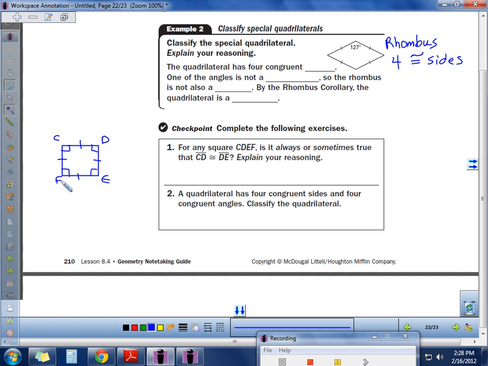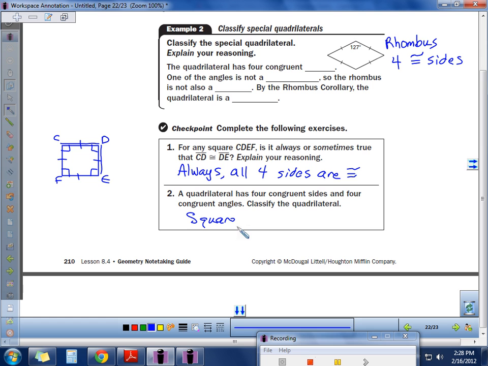CD, up here, is congruent to DE. Is that always or sometimes true? That's always true. And why is it always true? All four sides are congruent. And that's a good answer. Kind of aligns with number 2. You should get a quadrilateral has 4 congruent sides, 4 congruent angles. Classify.